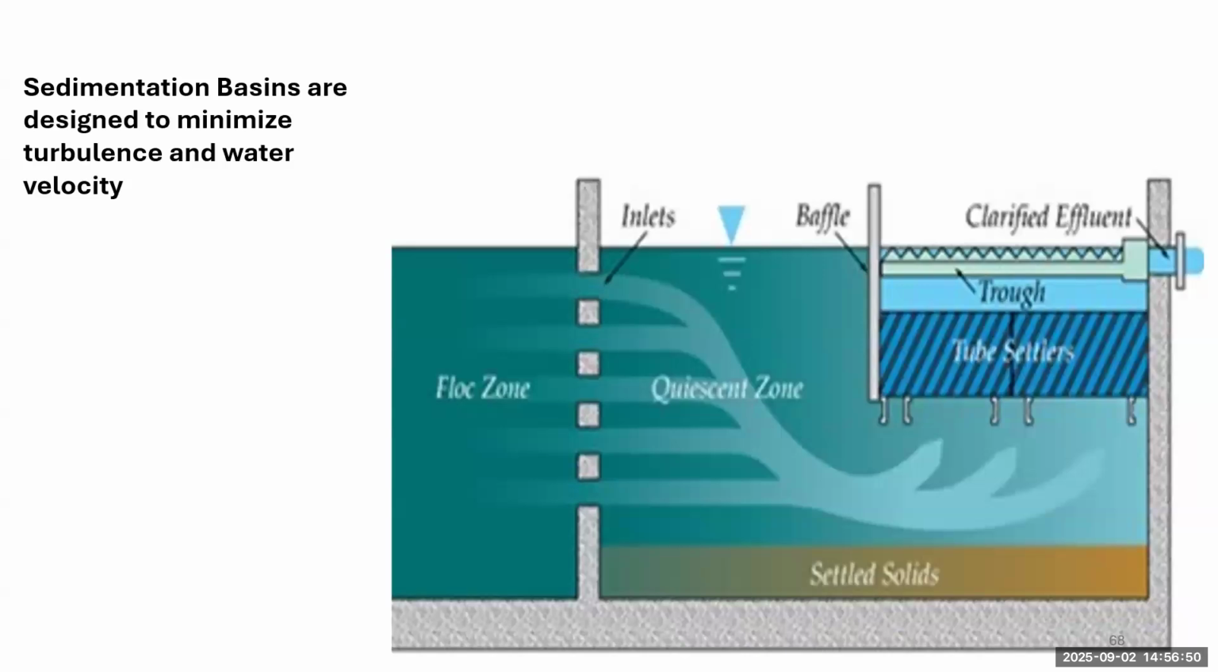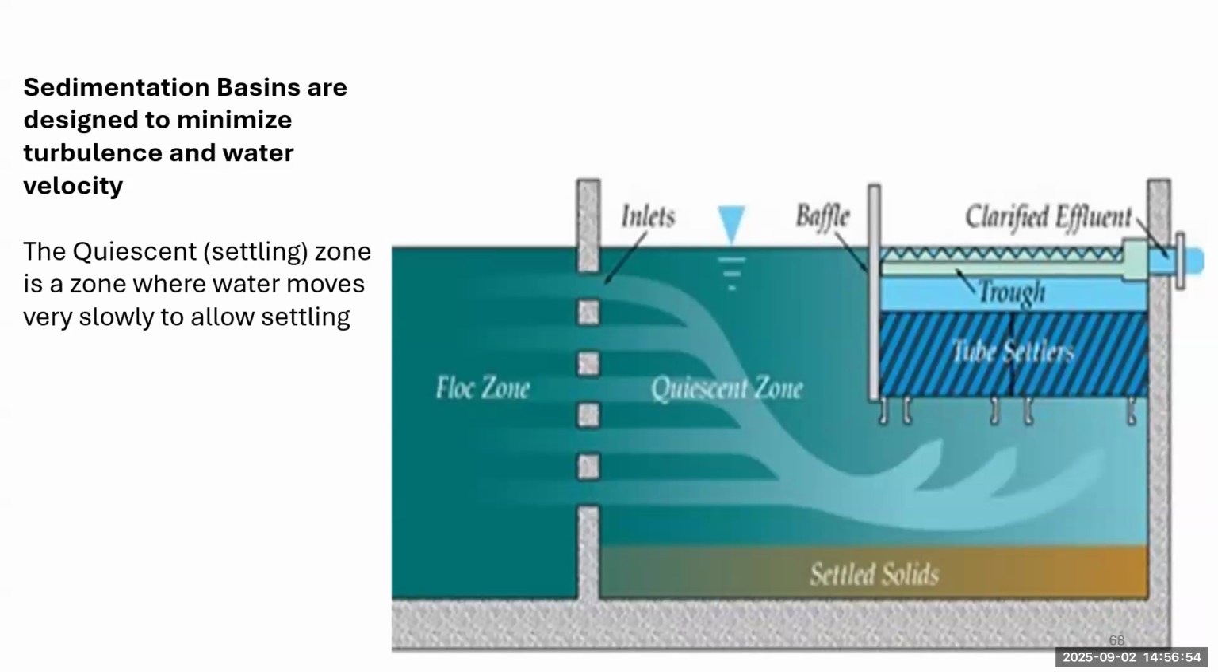Basically, we're designing the sedimentation basin so it minimizes the turbulence and velocity of water. So you have this quiescent zone. That's where all the settling takes place. It's a very quiet area where the water is moving so slow, it's almost standing still.